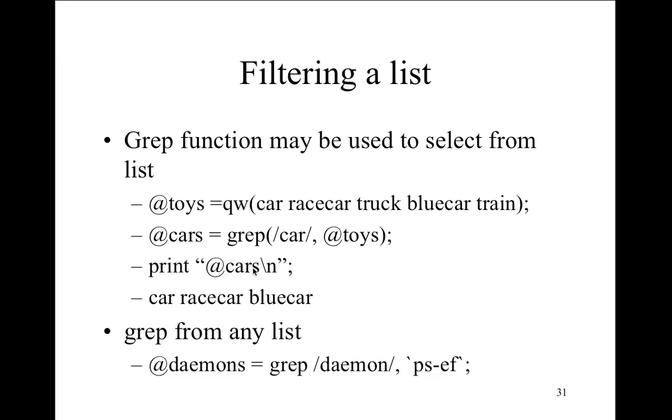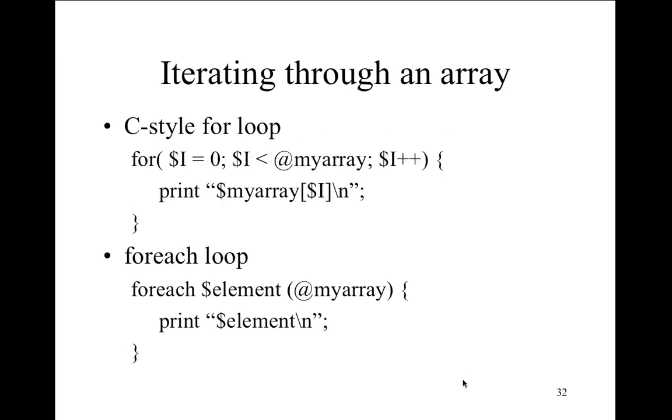Alright, so car, race car, blue car, essentially, is going to come out of that. We can grep from any list. So we have @demons is equal to grep demon, and we have any list at all from out there. We can take it from another list that we have imported, or a result set or something like that. Or maybe this is a list of items that came out of another script.